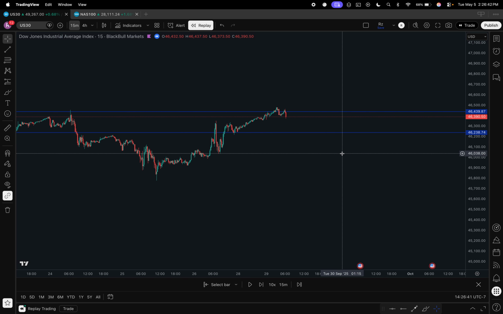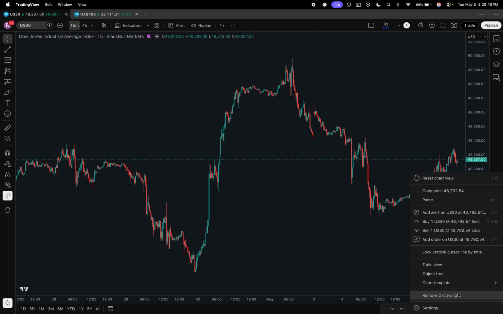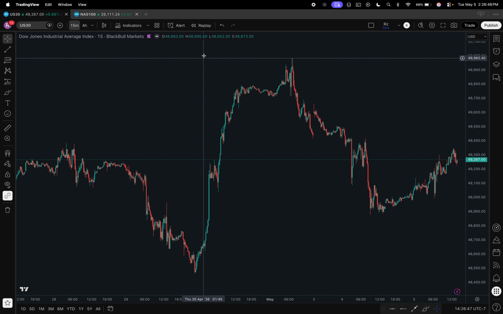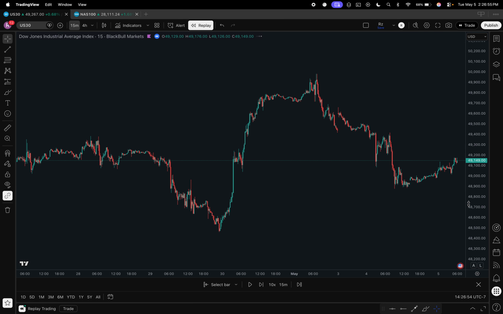US 30 on the other hand, I was just backtesting, so excuse that. US 30 on the other hand, I wanted to. I actually got in this motherfucker a little bit early this morning. I got in pretty early.